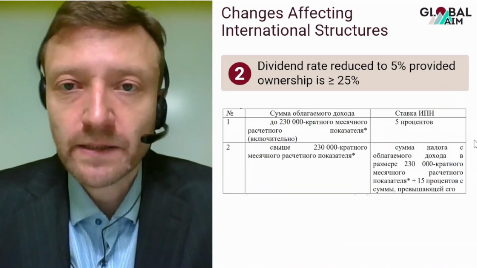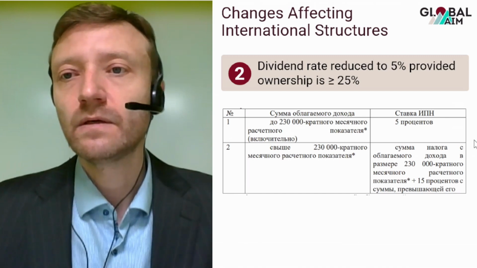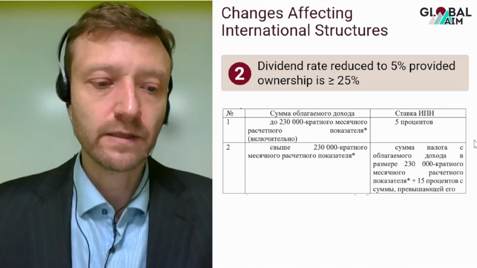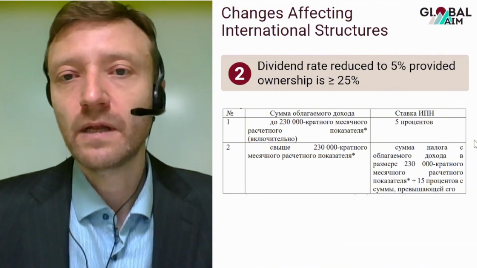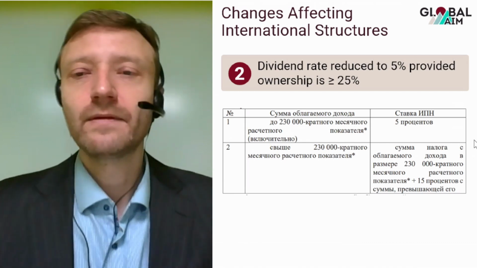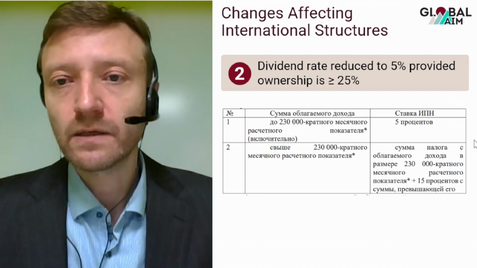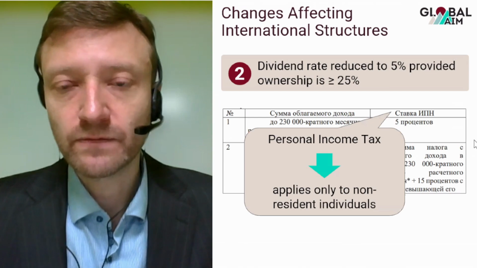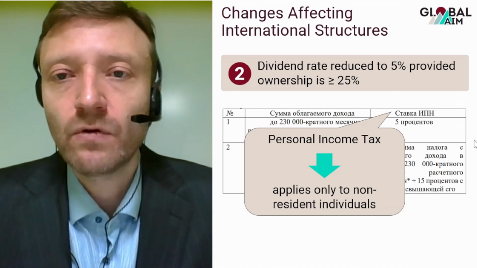Next, we expected last year, when the first version of the draft tax code was announced, that the domestic dividend rate was going to reduce from 15% to 5%, provided that the ownership is at least 25%. That was an unexpected development, and it survived and made its way to the new tax code, but unfortunately, it seems to be limited to personal income tax only. This is why the domestic rate for corporate dividends is likely to remain the same, or 15%.